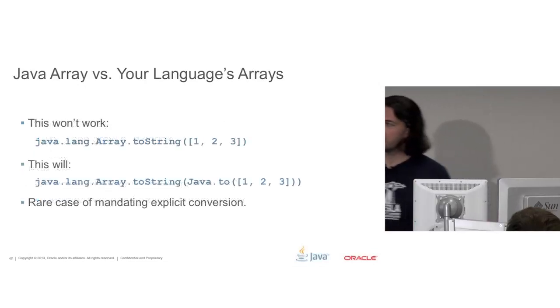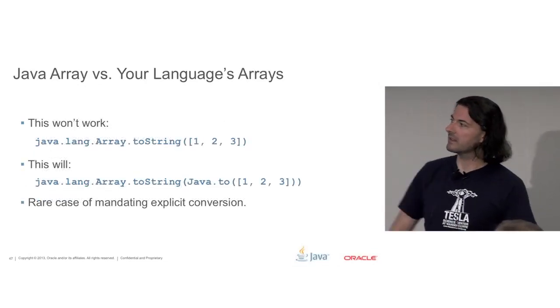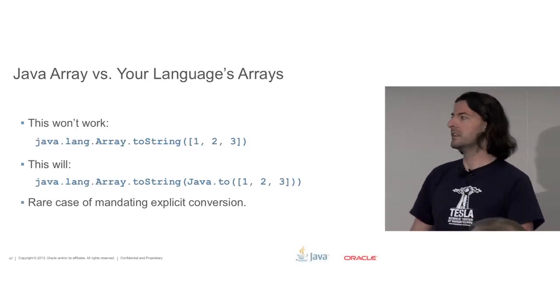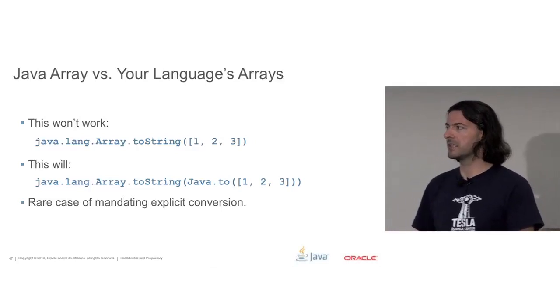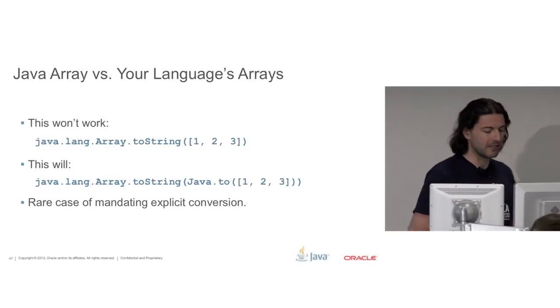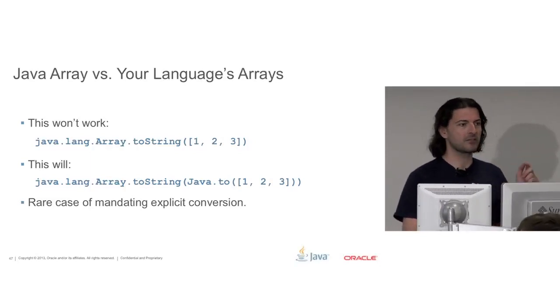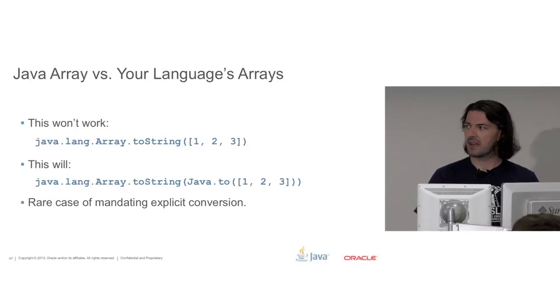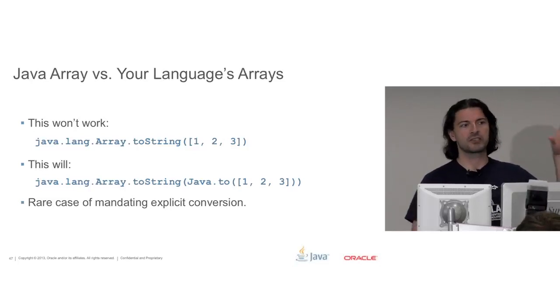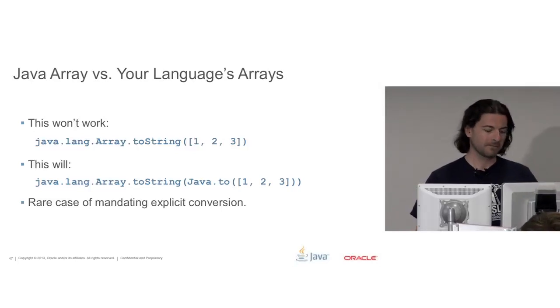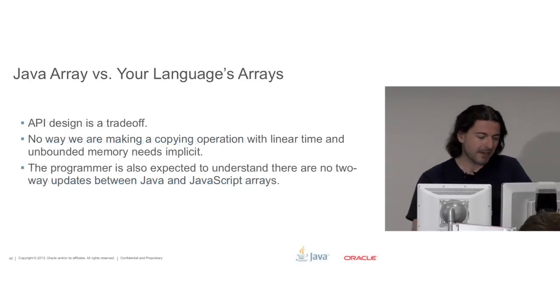So if you use Java.lang.reflect.Array.toString and just pass it a JavaScript literal, nope, it won't work. You will get a ClassCastException or equivalent. This is the only place in Nashorn where you need to use explicit conversions, and we introduced a method on our capital J Java object, which is our only entry point to the Java API, that's simply named to. And this will work. I mean, API design is always a trade-off.